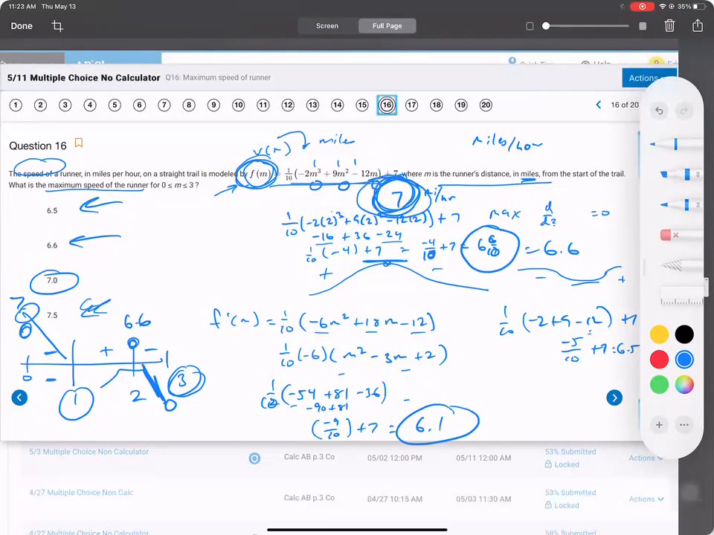So whenever they're asking for maximums, don't forget the endpoints. Don't forget the endpoints. Okay, because you could have started up really high. In this case, we started up really high, we slowed down, we increased, and we slowed back down. Very tricky if we forget the endpoints. Okay.